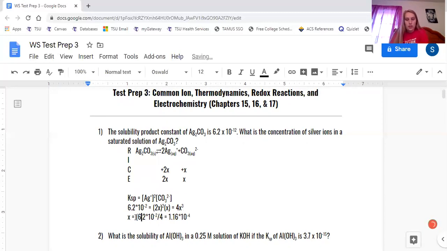Your calculator probably does not have a cube root, so what you're going to do is put it to the 1/3 power. So that'll look like this. And then you get your answer that way.